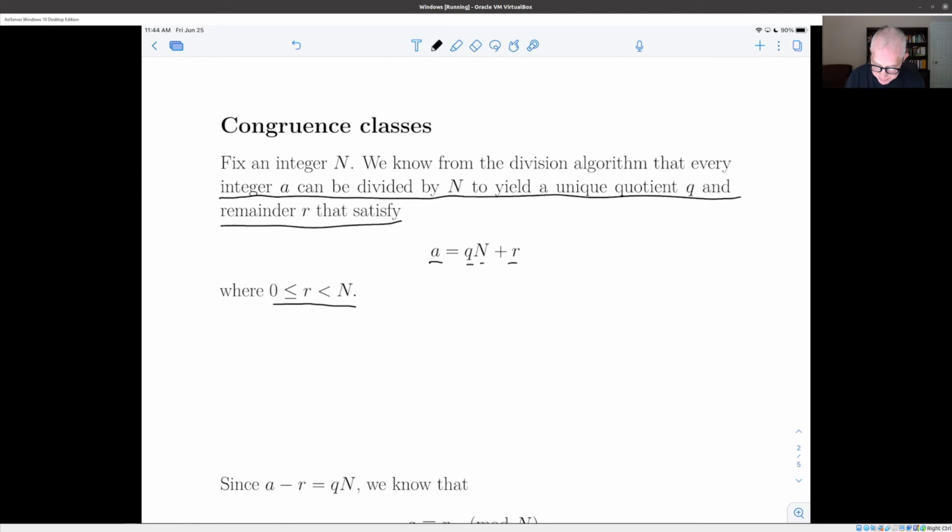So, for example, if n were 2, this says that any integer, like 7, can be divided by 2 with a quotient of 3 and a remainder which is either 0 or 1. And in 7's case, it's 1. And in 8's case, it's 0. Or if n were 5, then every integer can be divided by 5 with a remainder of 0, 1, 2, 3, or 4.